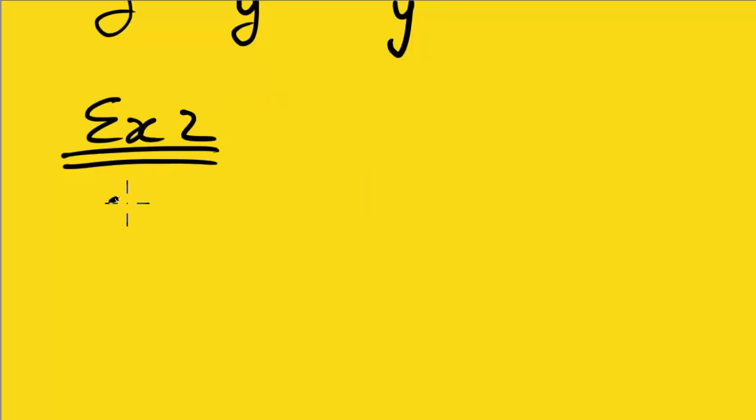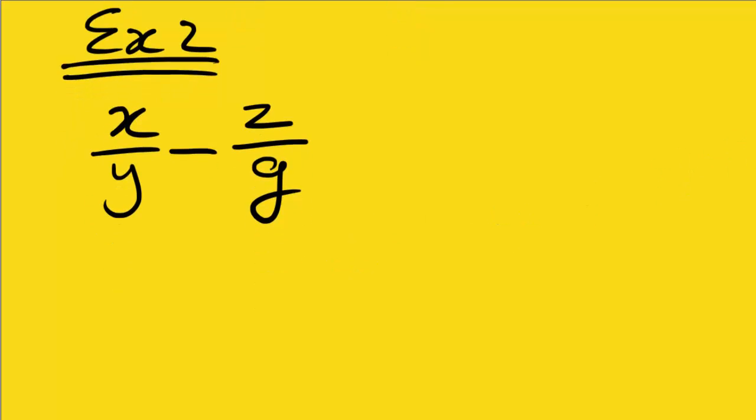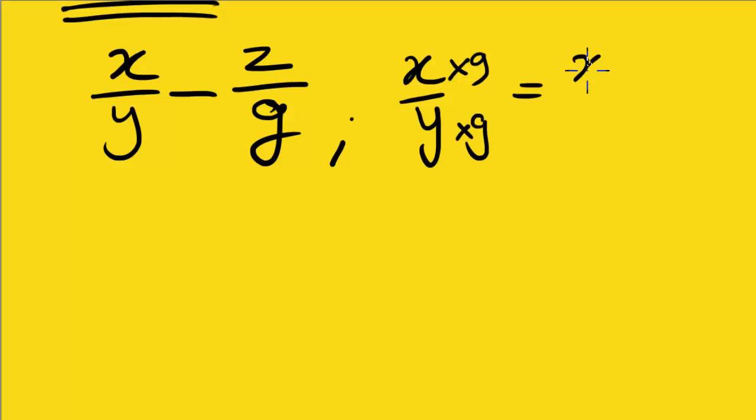So this problem is just as follows: x over y minus z over g. These are just random variables, and to solve this you first need to realize that you've been given 2 fractions with different denominators. The denominator of the first fraction is y. The denominator of the second fraction is g. So you write the fractions so that they both have the same denominator, using what I told you. Pick the first fraction, multiply through by the denominator of the second fraction, g, and that gives you xg over yg.